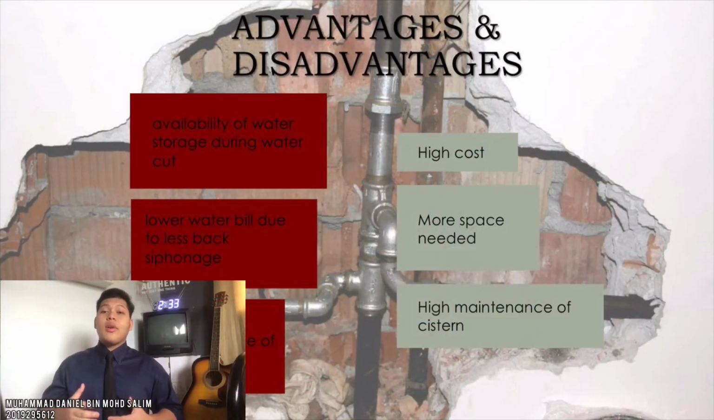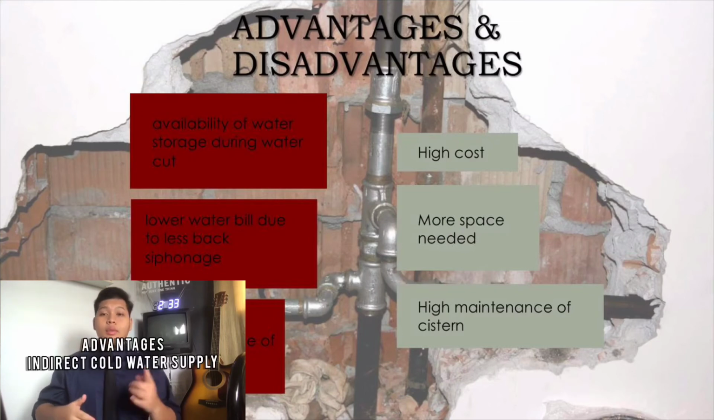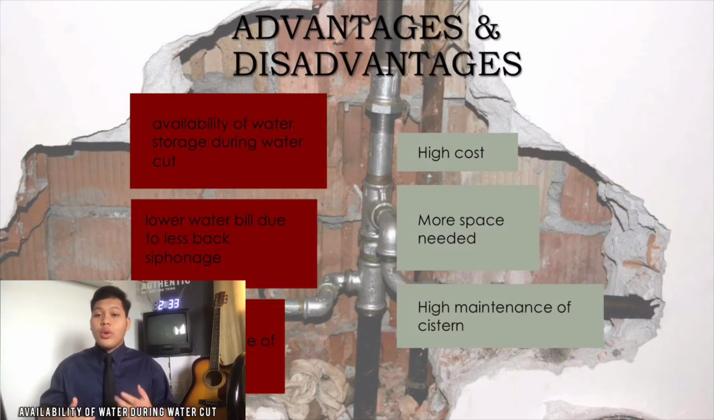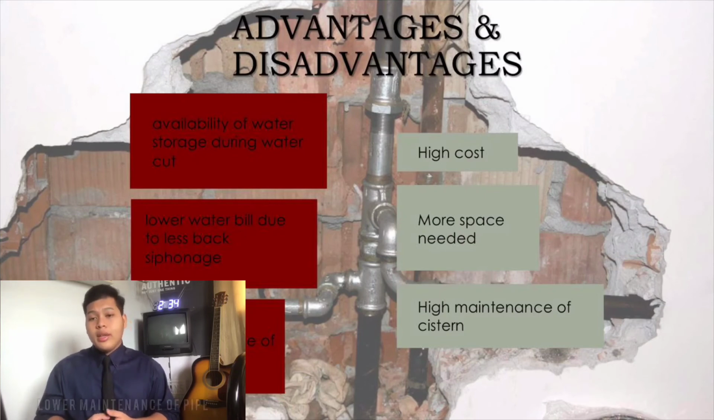For the advantages of indirect cold water supply, first, there is availability of water storage during a water cut. All the main water supply will be supplied to the cold water storage system. Second, it gives a lower water bill, because there is less risk of back siphonage. The last advantage of indirect cold water supply is lower maintenance of pipes. It is because there is no threat of pipe burst, since it uses less pressure.